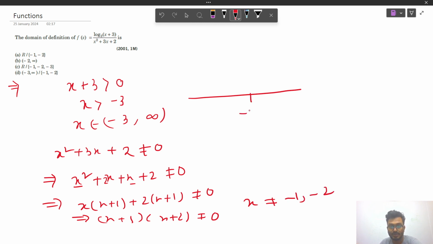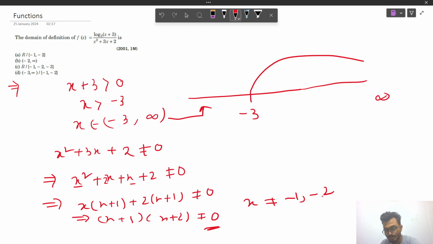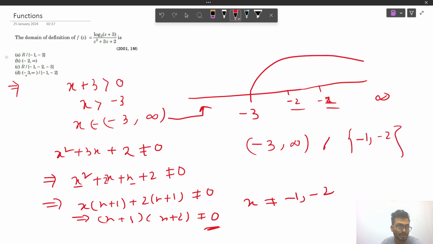So if this is minus 3 and this is infinity, in that region we get this result, and minus 1 and minus 2 are omitted. So there is minus 2 and there is minus 1, and we have to remove these two. So our region will be (minus 3, infinity) minus {minus 1, minus 2}. So which option is correct? Our option D is correct.